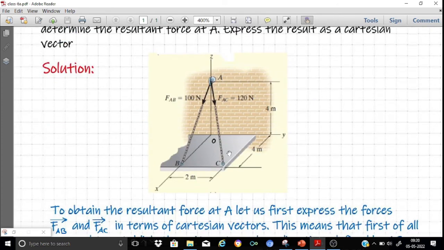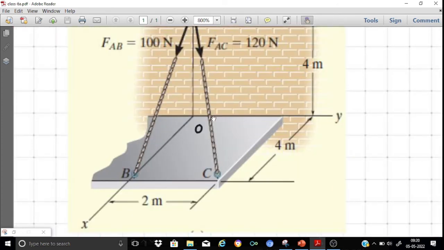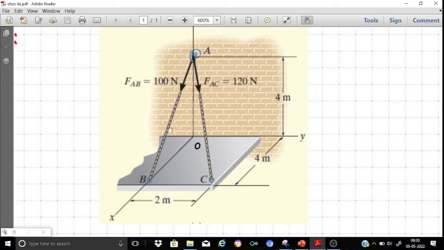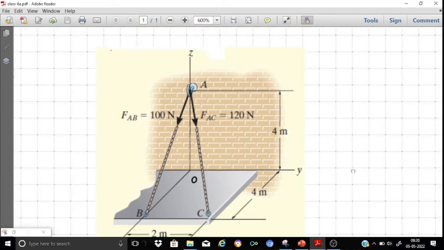So this is a roof. What is marked in a light gray black color is the roof, and as you can see, this roof is hung from the point A on the wall using a hook, and it is tied to the point A by two cables AB and AC.